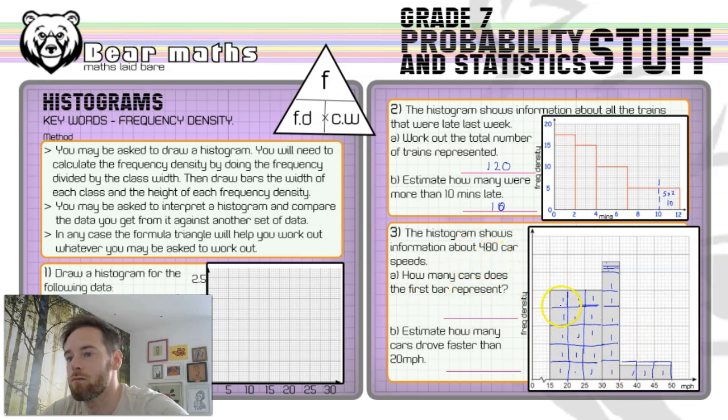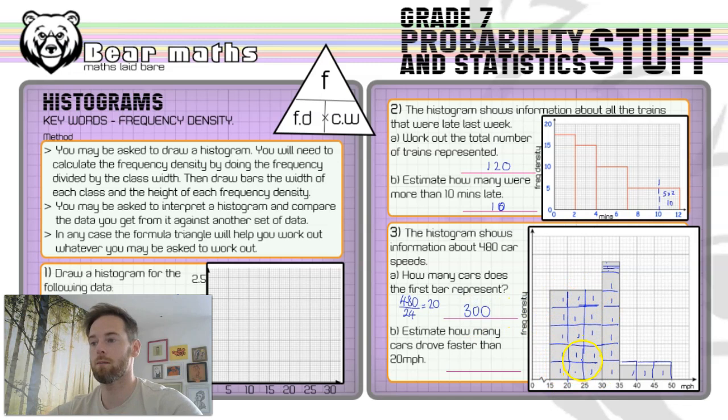We know that there are 480 cars represented in here in total, so 480 divided by 24. If we did 48 divided by 24, you would get 2. So we just stick that 0 back on: 20. So each one of those is worth 20. Then 1, 2, 3, 4, 5, 6, 7, 8, 9, 10, 11, 12, 13, 14, 15. 15 times 20, 15 times 2 is 30. So 300 is what the first bar represents.